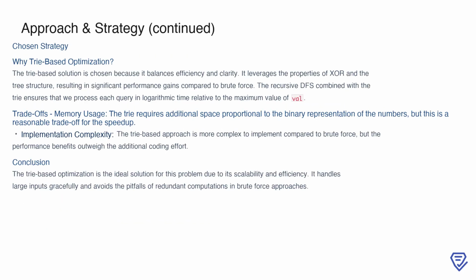The tree-based optimization is the chosen strategy because it offers the best balance between efficiency and clarity. This method takes full advantage of the XOR operation's properties and the tree structure, enabling significant performance improvements over the brute force approach. While it does require additional memory to store the tree, this trade-off is justified by the substantial speedup in query processing. The tree-based solution also comes with a slightly higher implementation complexity compared to brute force, but the benefits in terms of scalability and efficiency far outweigh the additional effort.